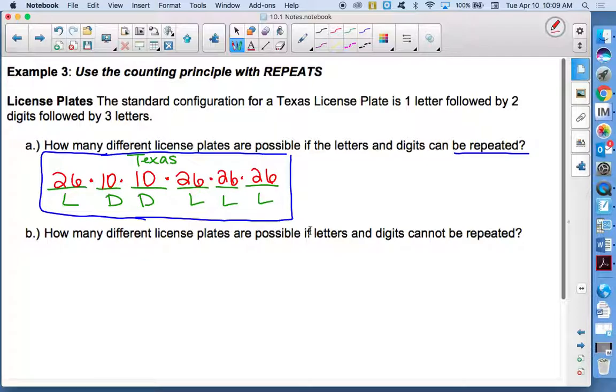So you're multiplying each event, each letter or space on the license plate is considered an event. You're going to multiply all of those together. This number is pretty big because we're multiplying 7 values together. So a calculator is definitely necessary. Sarah, what do you have? 45,697,600. So in the state of Texas, they could have 45,697,600 different license plates. Which is good because the state of Texas has a fairly large population.